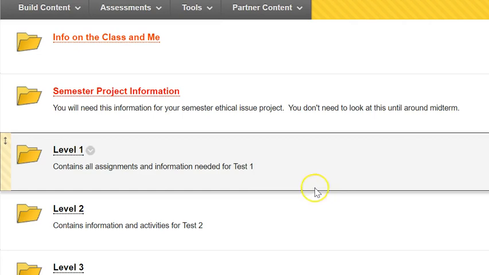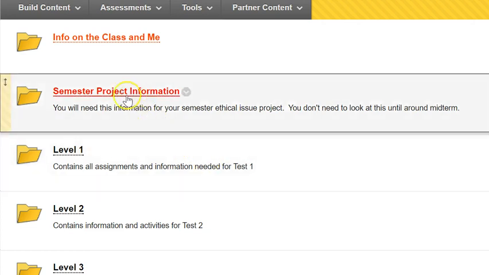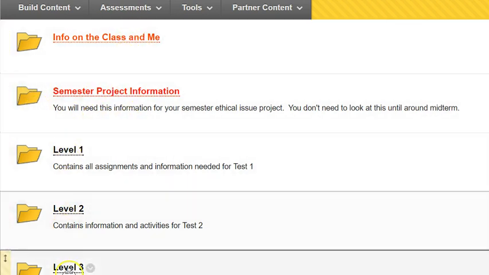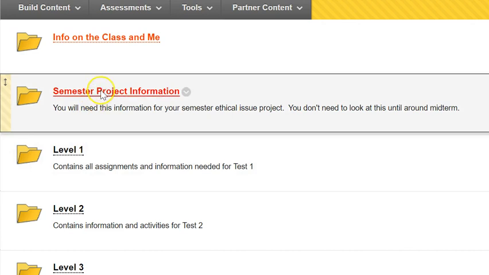I'm going to review the semester project information. This you'll work on more in the second half of the semester. It builds on the ethical thinking paper you're going to do. So where we are is we're under lectures. So here's the info on me, level 1, 2, and 3 for each test. I'm going to go into this folder.